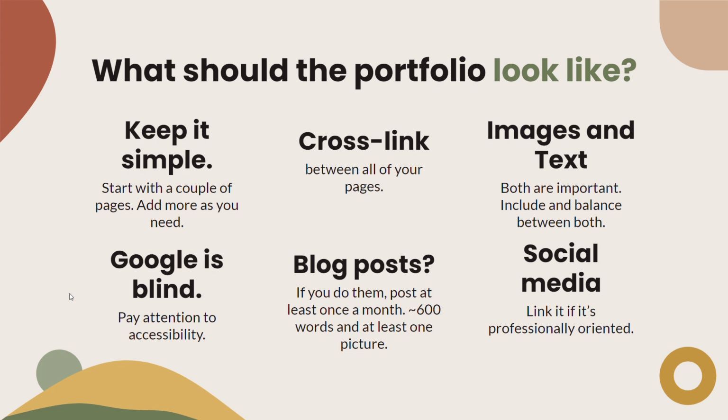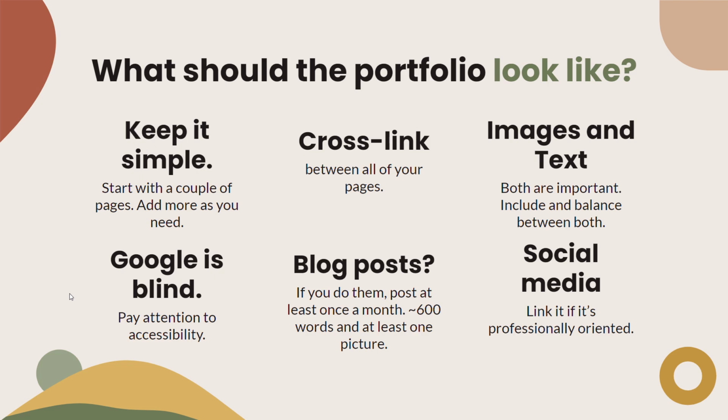Images and text are both important. Include both and balance between them. Don't be too text heavy, but at the same time, don't have so little text that your reader doesn't know what you're about. Pay attention to accessibility. Know that Google is blind, so you should include alt text for all your images and heading styles when appropriate so that your page is screen readable.